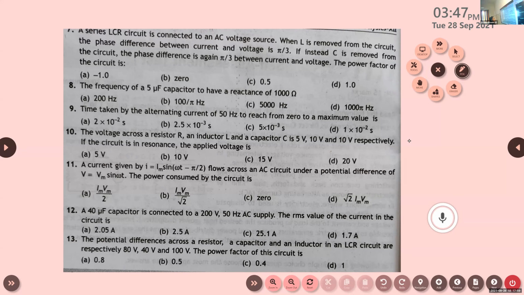The voltage across a resistor R, an inductor L, and a capacitor C is 5 volt, 10 volt, and 10 volt respectively. If the circuit is in resonance, the applied voltage is: 5 volt, 10 volt, 15 volt, or 20 volt. Here the circuit is under resonance condition. So what about the applied voltage?